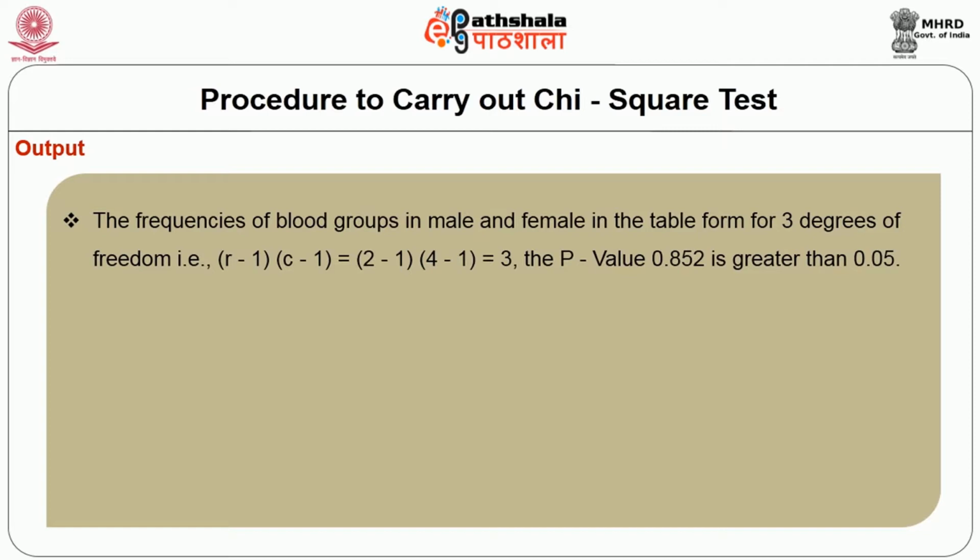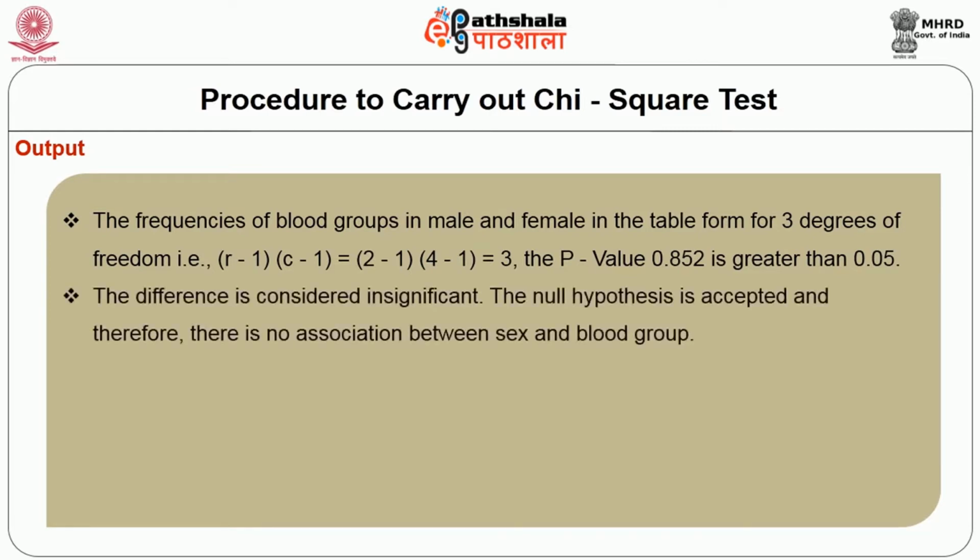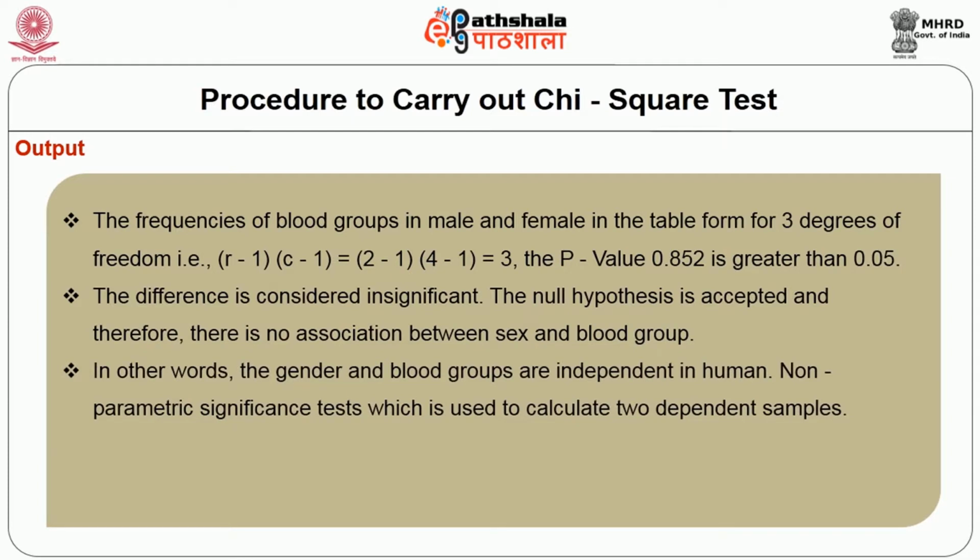The p value is 0.852, which is greater than 0.05. The difference is considered insignificant. The null hypothesis is accepted and therefore there is no association between sex and blood group. In other words, gender and blood groups are independent in humans.